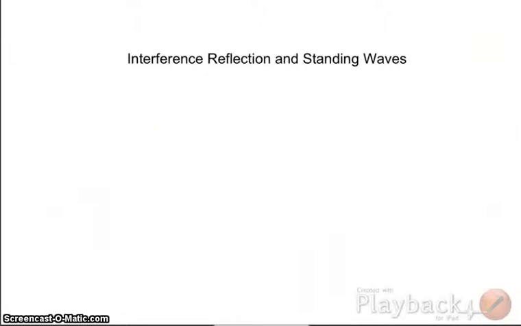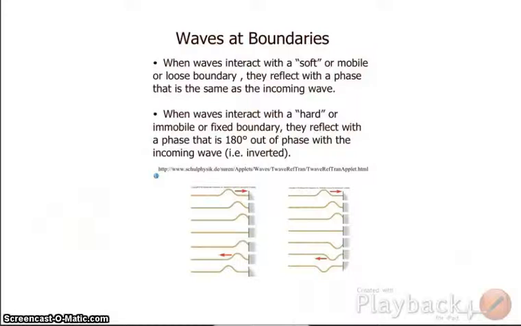This video looks at interference, reflection, and a special type of wave called the standing wave. When waves hit boundaries, they reflect back, they come back. If they hit a soft or mobile or loose boundary, I've heard it called a free boundary, a boundary where the string is free to move, it bounces back the same way it came in.